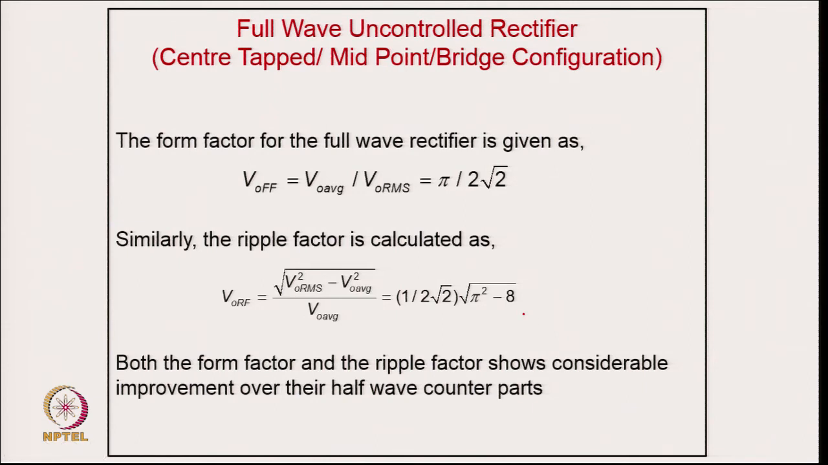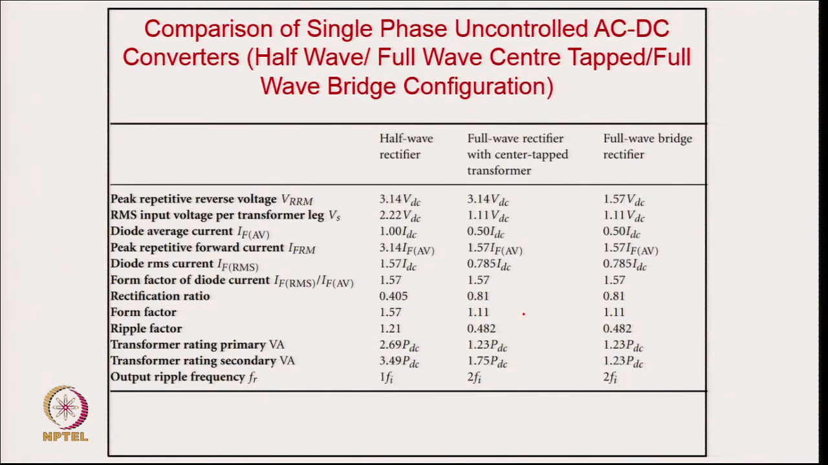So, these are the calculations for the output, and these are the different ratings for the different kinds of conventional rectifiers, such as ripple factor, transformer utilization factor and so on.